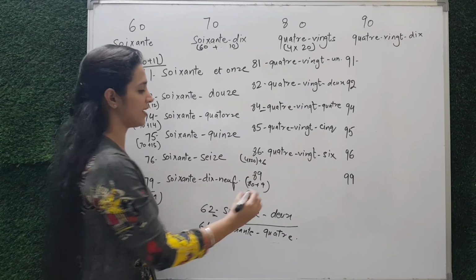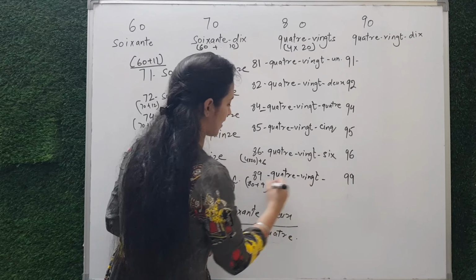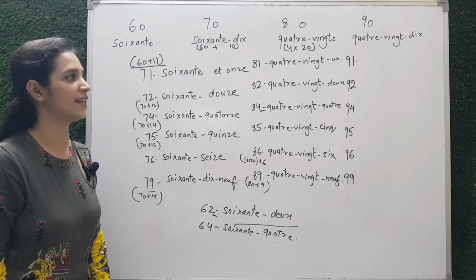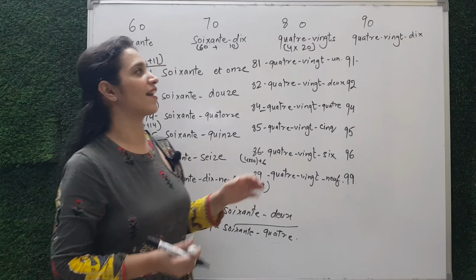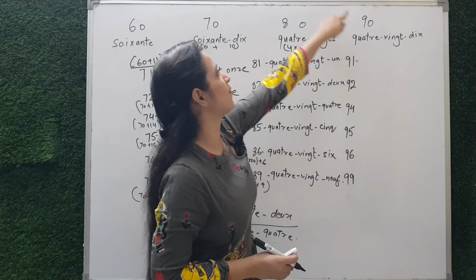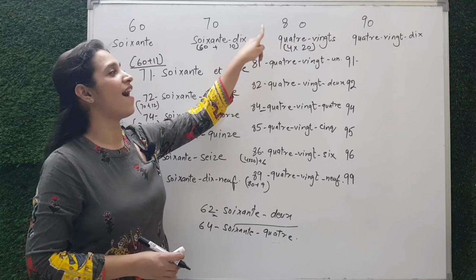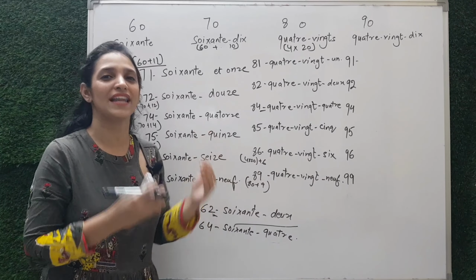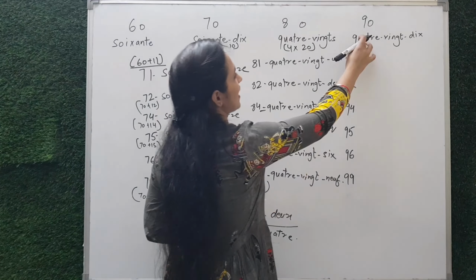So, next one is 89. 80 is quatre-vingts and 9 is neuf. So, these are numbers from 80 onwards, right? Now, next we shift to the last one, which is 90. Again over here, 90 does not have a name of its own. So, it takes the name from 80. So, as it is taking the name from 80, in the 90 line, we will be using numbers from 11 onwards. That is onze, douze, treize and so on.